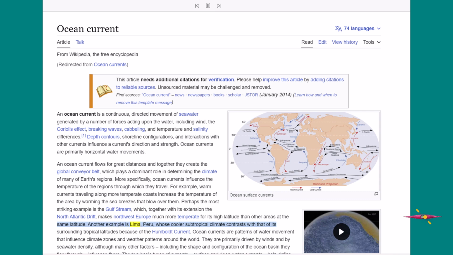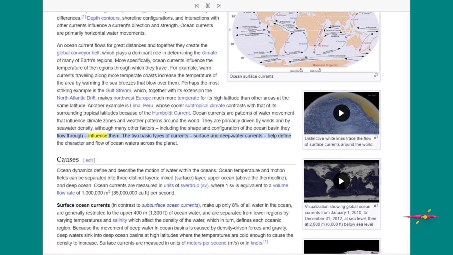Another example is Lima, Peru, whose cooler subtropical climate contrasts with that of its surrounding tropical latitudes because of the Humboldt Current. Ocean currents are patterns of water movement that influence climate zones and weather patterns around the world. They are primarily driven by winds and by seawater density, although many other factors, including the shape and configuration of the ocean basin they flow through, influence them. The two basic types of currents, surface and deep water currents, help define the character and flow of ocean waters across the planet.